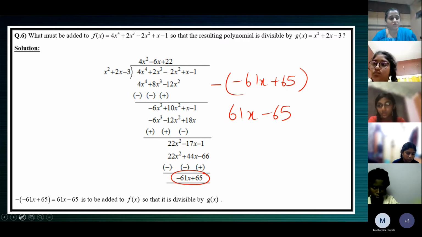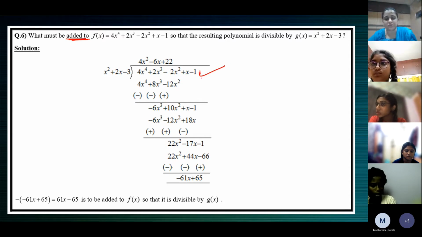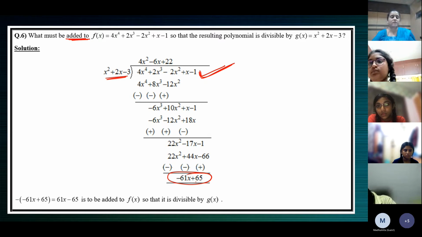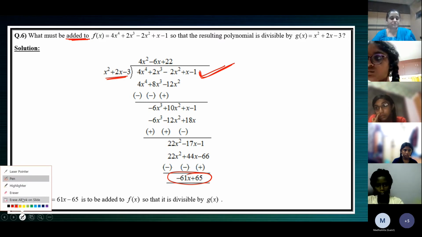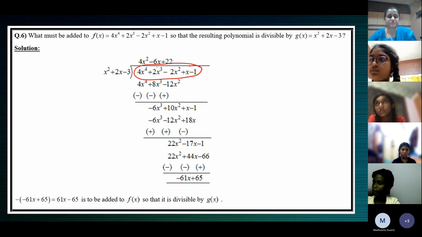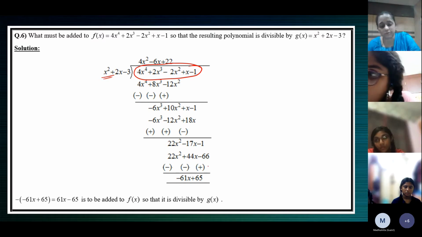If the question is what is to be subtracted, you can clearly see that this dividend, this polynomial, is not divisible by this polynomial. It's very clear because the remainder is not 0. It's very clear that this biquadratic polynomial is not divisible by this quadratic polynomial because the remainder is not 0.